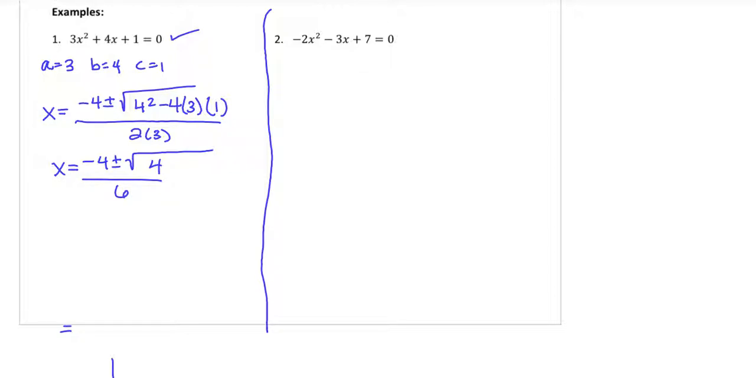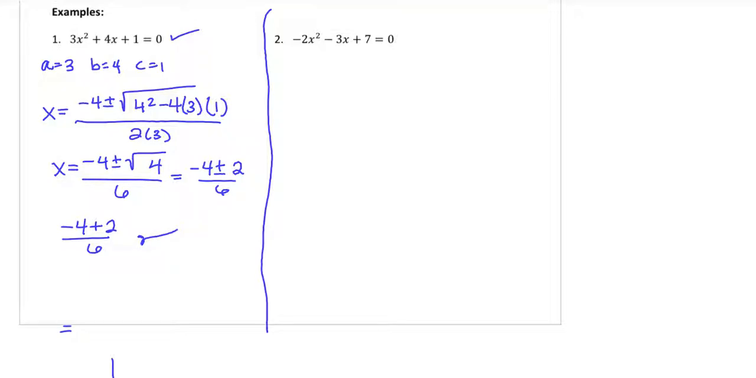Okay? On the bottom, 2 times 3 is 6. Let me erase this a little bit. Let's just erase that right there. -4 plus or minus. Now just do the square root since it comes out to be a perfect square and put 2 all over 6. So now we have to split it. We have to do one with a plus, one with a minus. So -4 plus 2 over 6.